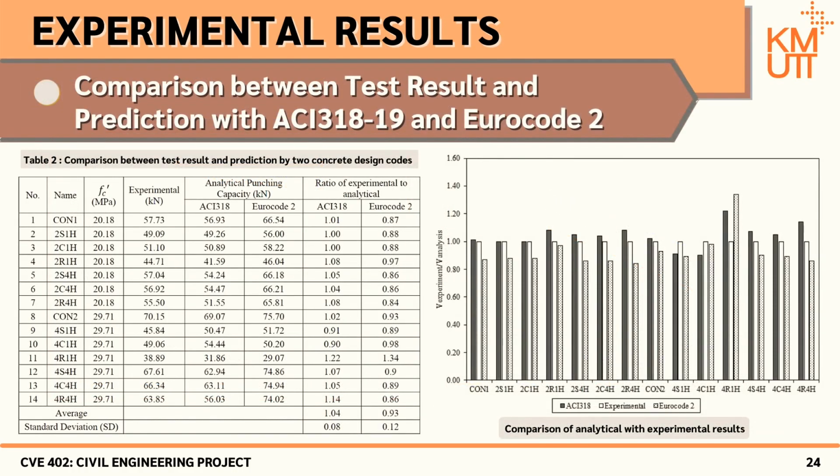Moving to the comparison between the test results and both codes. Table 2 shows the analytical punching shear capacity, which was obtained by ACI version 2019 and Yonlada 2, and will be compared with the punching shear capacity from the test results. The average difference ratio between the test and analytical results was 4% for ACI and 7% for Yonlada 2. Moreover, ACI had a lower deviation than Yonlada 2, and ACI provided slightly more accuracy than Yonlada 2.